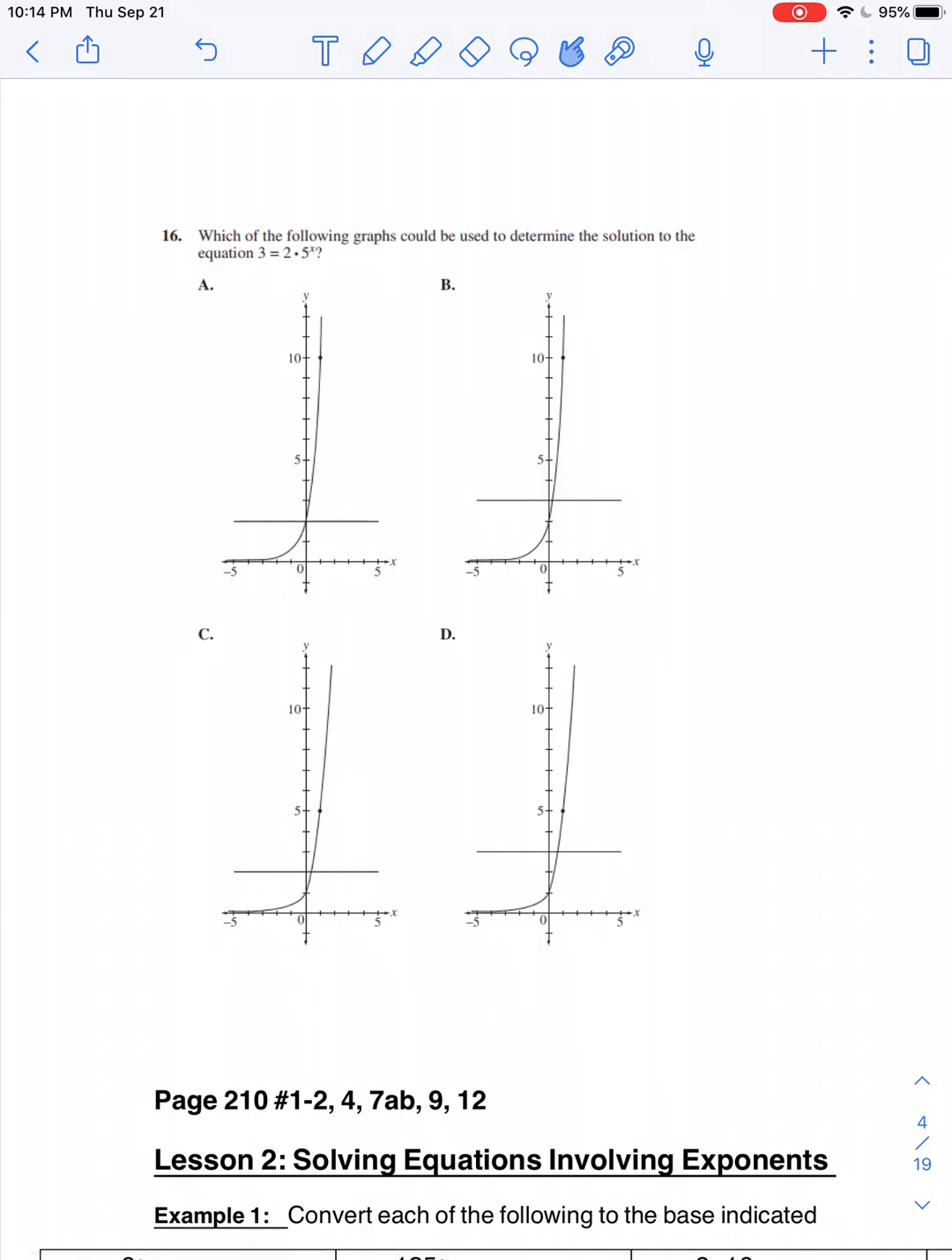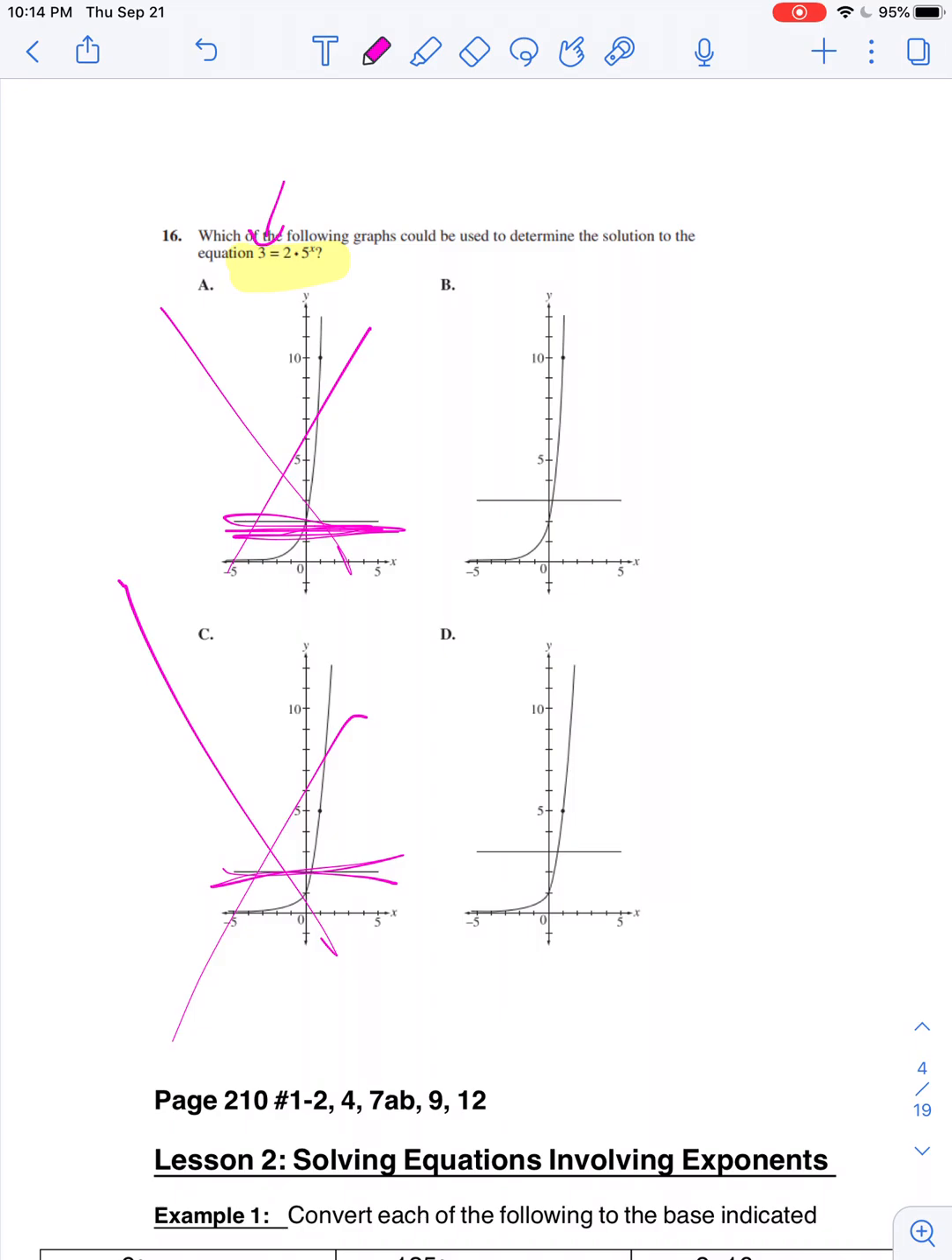So it just kind of gives you a little different one. So it says, here's my equation. Which graph would represent this equation? So right away, we always type one side into y1 and one into y2. We should have a line at 3. So I know A is wrong and C is wrong because their line is at y equals 2, not 3.